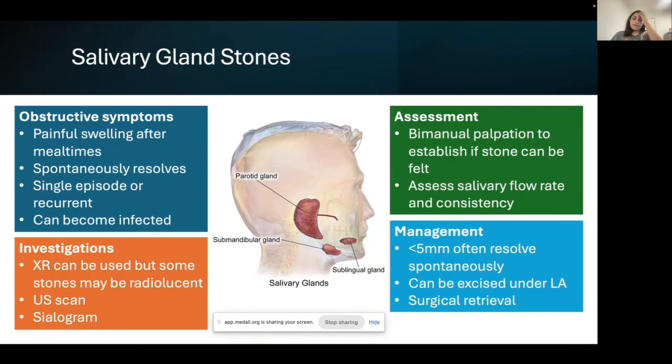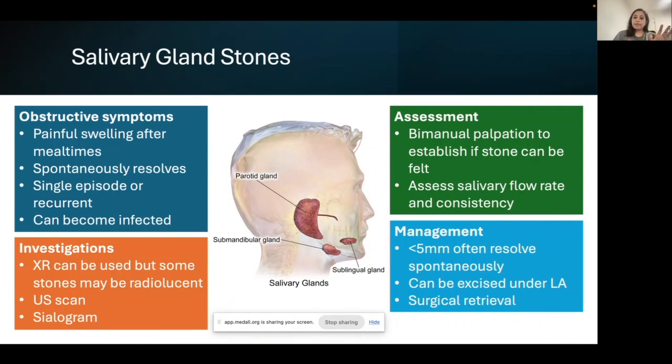If they're larger than 5 millimeters and they're causing really bad symptoms, if they're really superficial, so if you can see them just underneath the duct, and we've got a photo, we'll see that in a minute, they can just be excised by a max-fax or ENT surgeon just under some local anesthetic. So some local anesthetic is given, a little cut is made, and the stone is expressed.